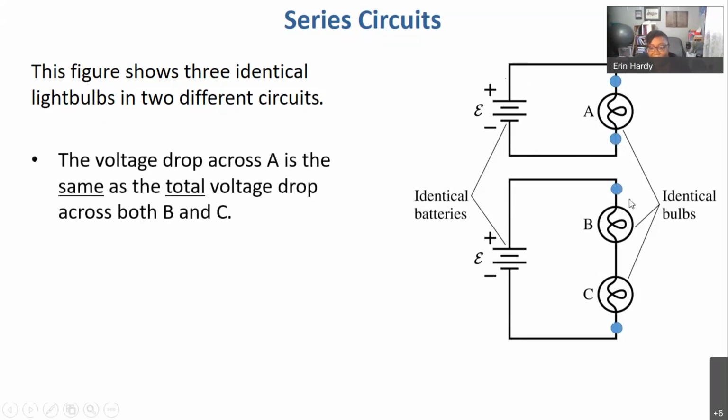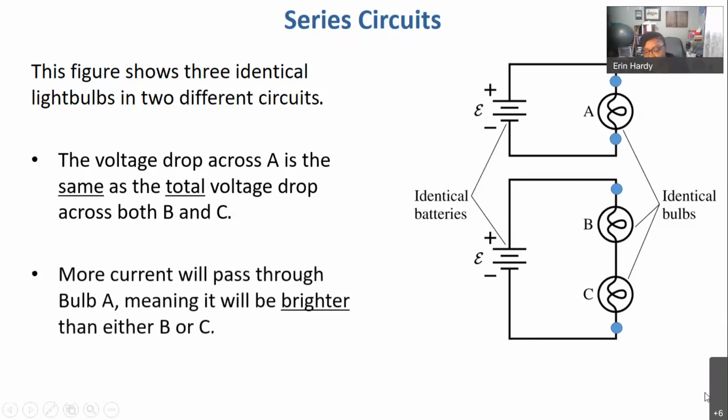For this circuit down here at the bottom, if I were to measure the potential difference across bulbs B and C together, I should also get the same potential difference as the battery. What's different is if I were to measure delta V across bulb B by itself or bulb C by itself. I know that either one of those individually is going to be less than the delta V of the battery. And since light bulb A gets the entire potential difference of the battery, light bulb A is going to have a larger delta V than light bulb B, and it will have a larger delta V than light bulb C.